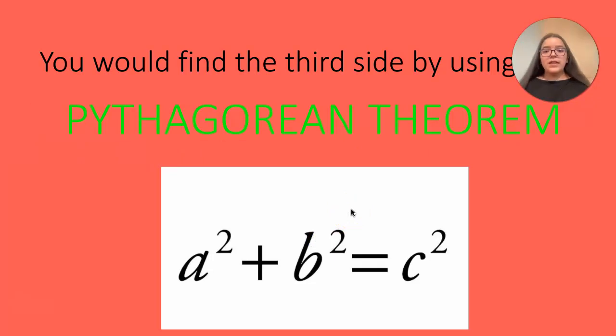You would be able to find the third side by using the Pythagorean theorem. The Pythagorean theorem is a squared plus b squared equals c squared. And on the worksheet that I gave you to use alongside this video, I have written it on there. This theorem will also be given to you on your end of year exams.